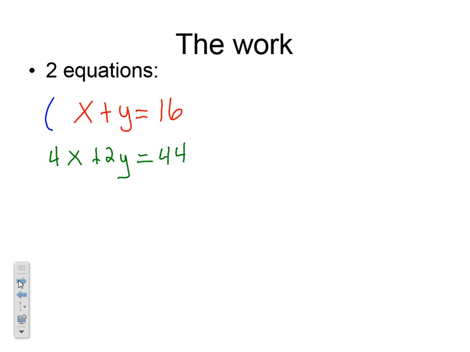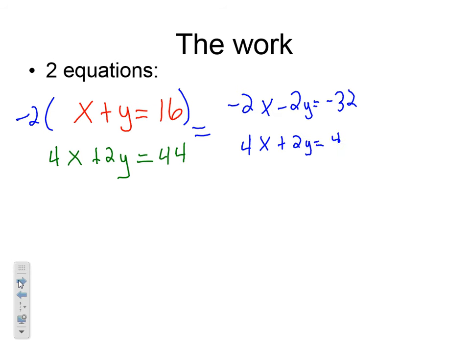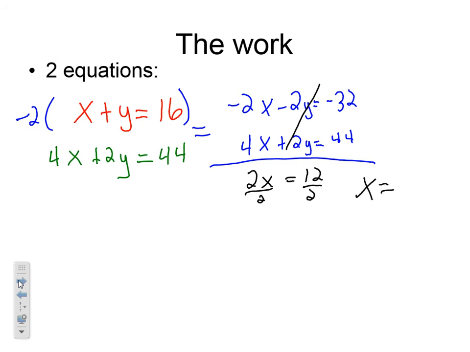So I'm going to multiply this top one times -2. So I get -2x minus 2y equals -32. Then I have 4x plus 2y equals 44. Add those together. I'm going to get 2x, my y's are going to cancel, equals 12, divided by 2, divided by 2, x equals 6. Now once I have my x, I can plug it back into one of the originals. So I'll come over here, 6 plus y equals 16, minus 6, y equals 10.